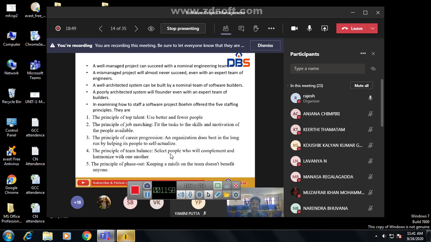So these are the main 5 principles. First one is the top talent, and second one is the job matching, next one is the career progression, and next one is the team balance, and next one is the phase out. Okay, these are the 5 principles of software project staffing principles.